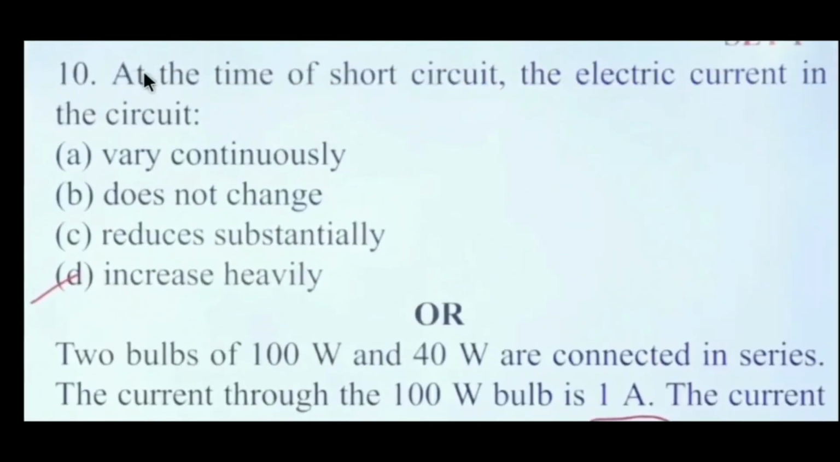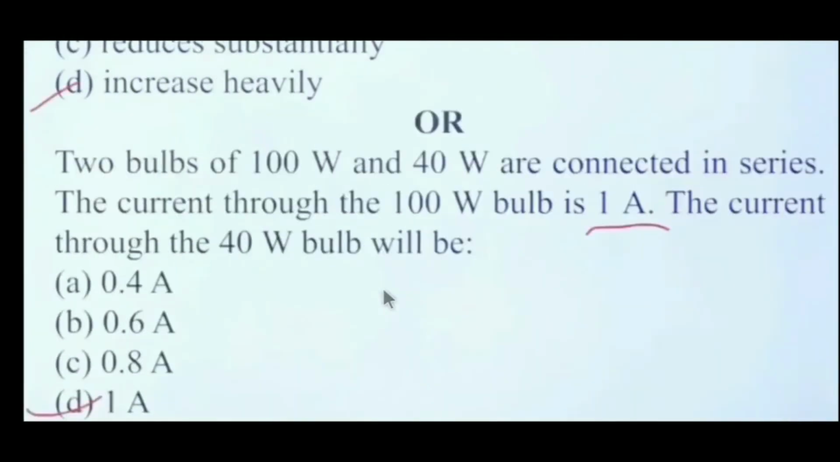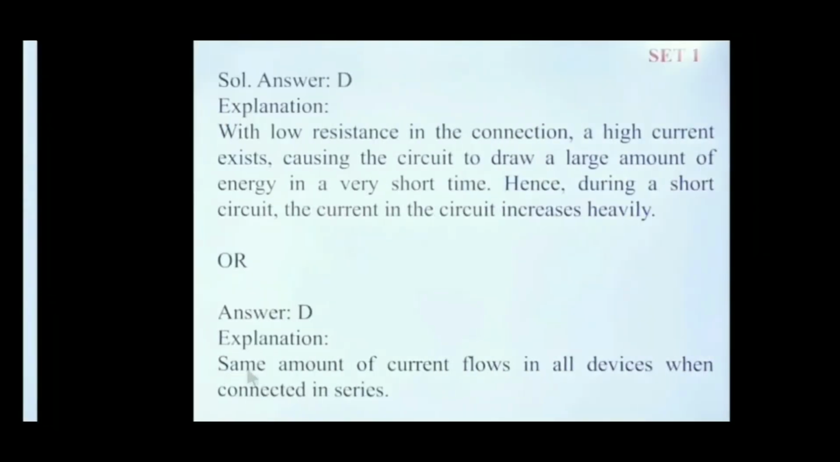इस टाइप का भी क्वेश्चन था, at the time of short circuit the electric current in the circuit, answer is, increases heavily. और ऐसा भी क्वेश्चन था, two bulbs of 100 volt and 40 watt are connected in series. The current through the 100 volt bulb is 1 ampere. The current through the 40 watt bulb will also be 1 ampere.